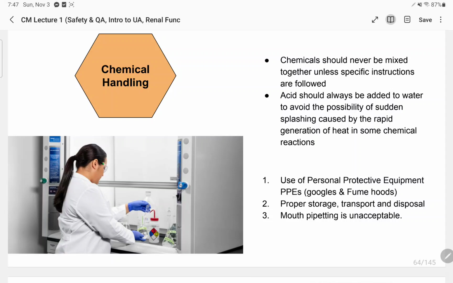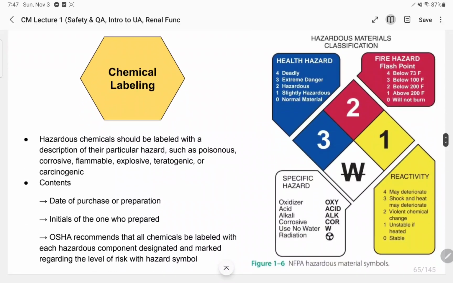So, sa una, uso ning mouth pipetting. Okay? Delikado kaayo. What if matulo ni mo? Kauna lang yun. Okay? So, next, chemical labeling.